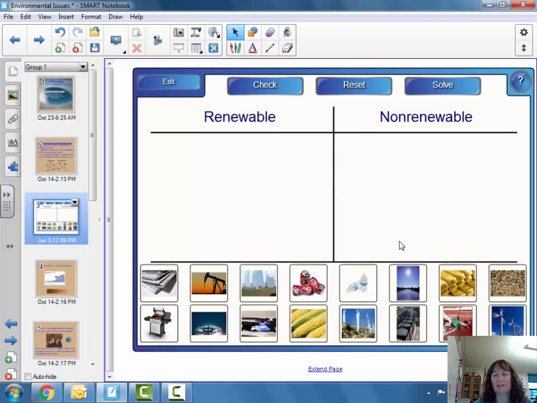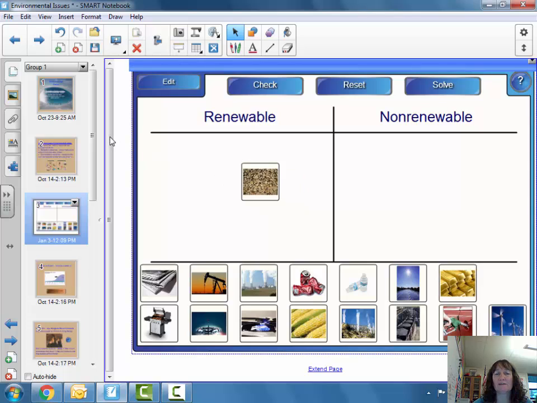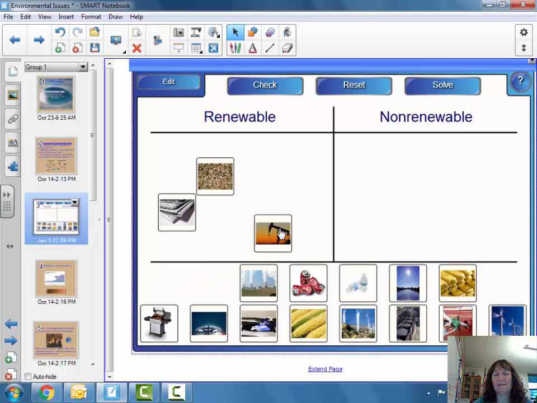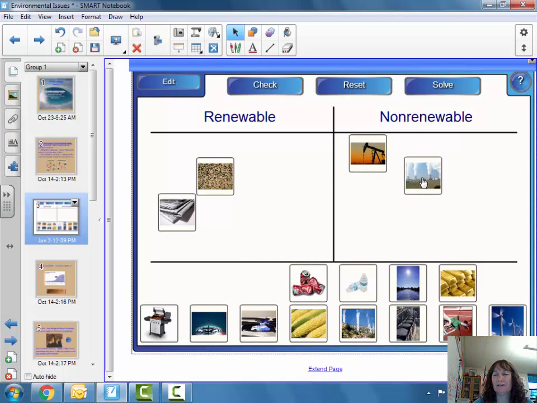So here's just some examples of renewable and non-renewable resources. This is a stack of logs. That would be trees, so that's renewable. Paper is renewable because it comes from trees. This is an oil drilling machine, so oil is non-renewable. Nuclear energy is non-renewable. Aluminum cans, we recycle those because they're non-renewable. There's only so much aluminum on the earth, so once we use it, it's gone.